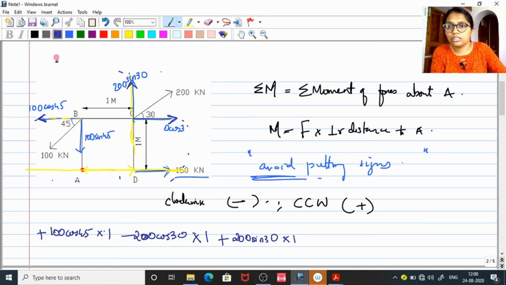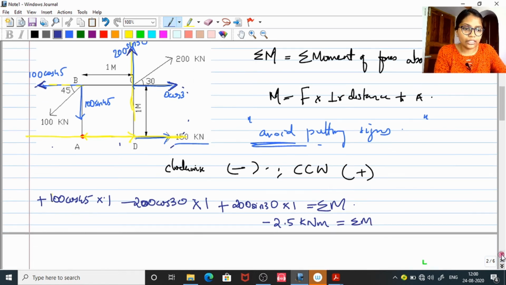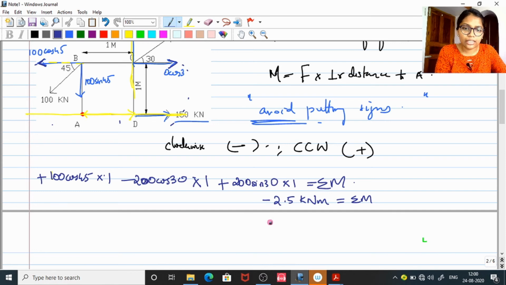So this is your sigma M. Okay, add it up and you will get minus 2.5 kilonewton meter as your sigma M. What does this actually indicate? This indicates that your moment is 2.5 kilonewton meter and this negative represents it is a clockwise moment. So it is a clockwise moment. Okay. Thus we have found out the sigma M value too.